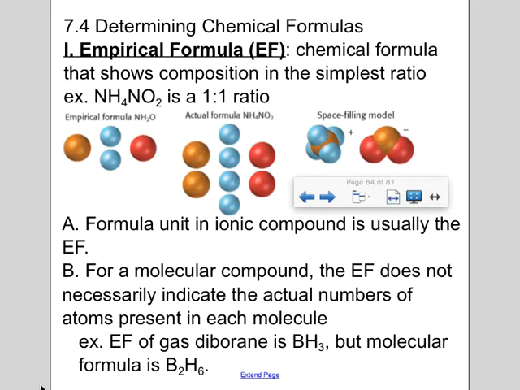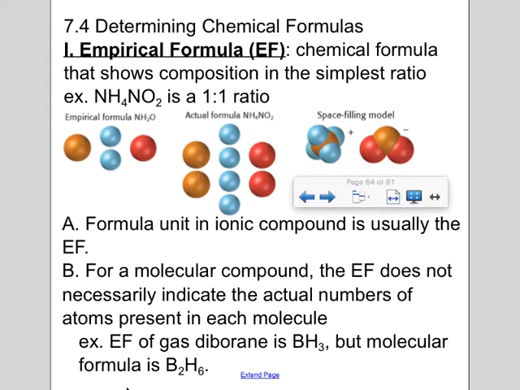Okay, sorry. The ends are throwing me off. So this is really N2H4O2. I can divide all those numbers by 2 and simplify it to NH2O. Sorry about that. So this is the empirical formula, and this was the actual composition.